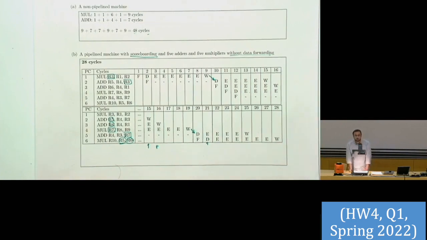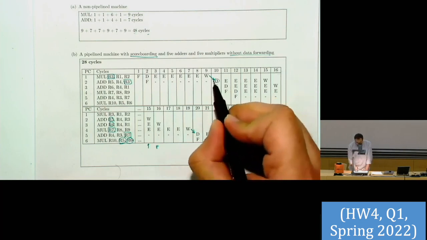Yes? Why can't you decode the following instruction while it is executing? While executing what? Why can't I decode the second instruction that is dependent? So this decode goes to where in your question?